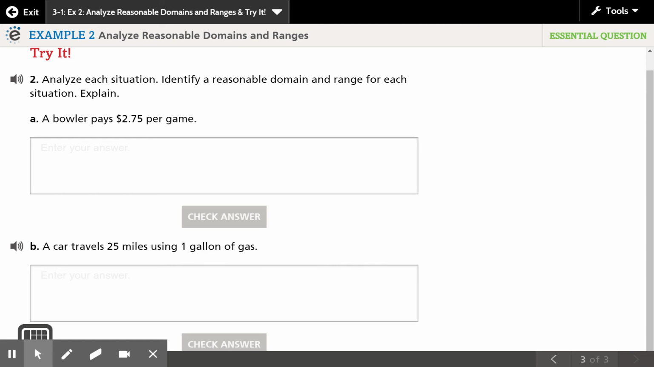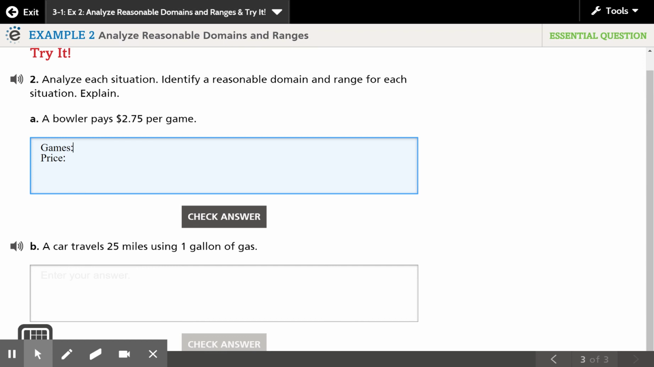Now think of this problem here. You're going to analyze each situation and identify a reasonable domain and range for each situation. So a bowler pays $2.75 per game. So think about the two things we're talking about. We're talking about games and we're talking about price. So what kind of numbers make sense for games? What kind of numbers make sense for the price?